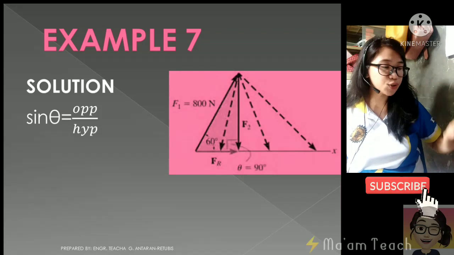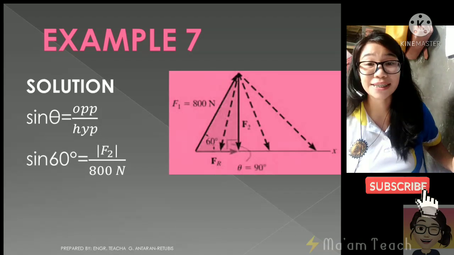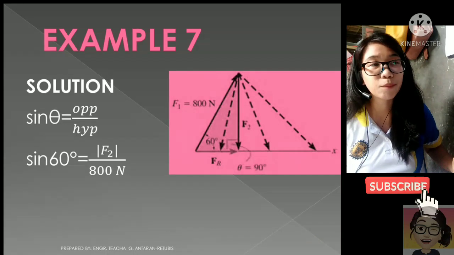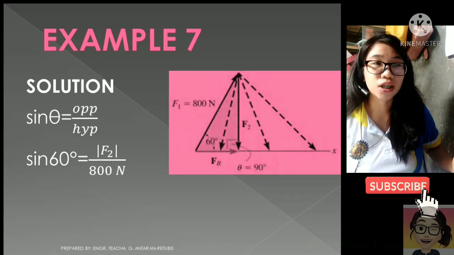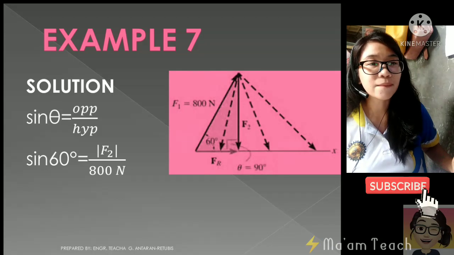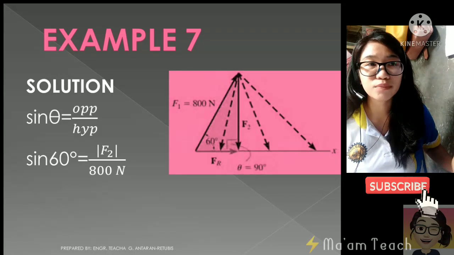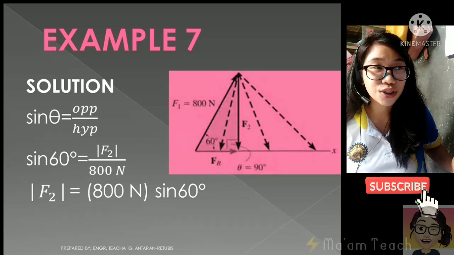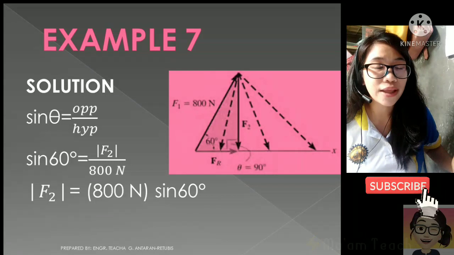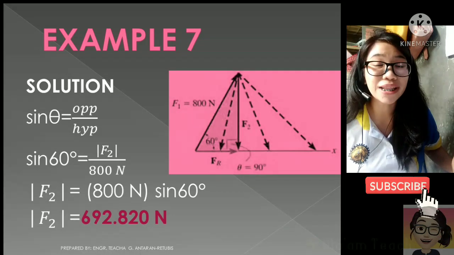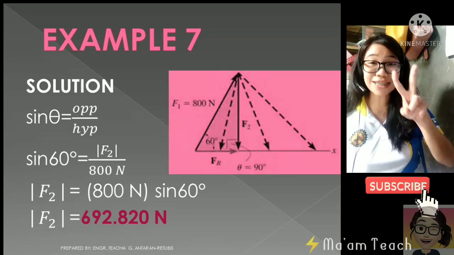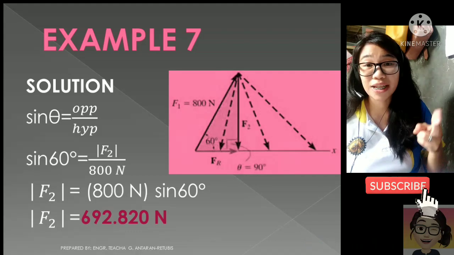Now, substituting, class, our angle is, like I said, 60, while the opposite side is the f sub 2, and your hypotenuse is 800 newtons. If you cross multiply that to solve for the magnitude of the f sub 2, we'll have f sub 2 is 800 sine 60. So using your calculator, class, kindly encode, and the value of f sub 2 will be 692.820 newtons. That's the answer already. So that's the second required that we have already solved.